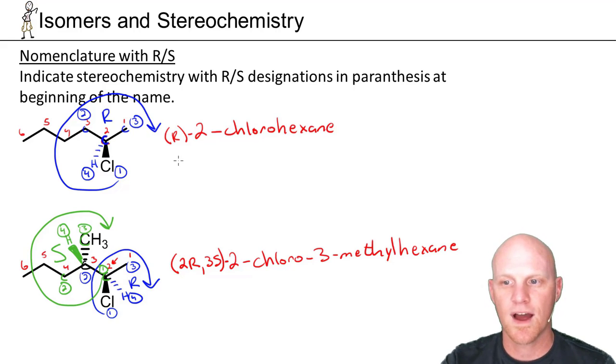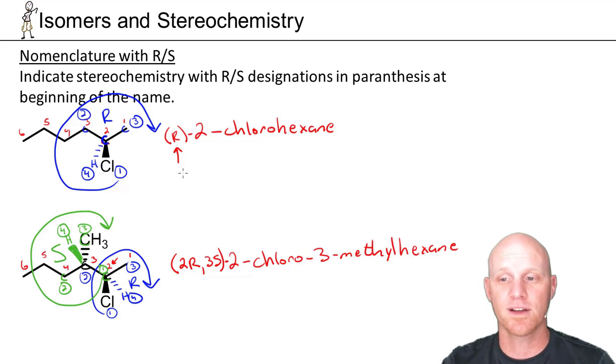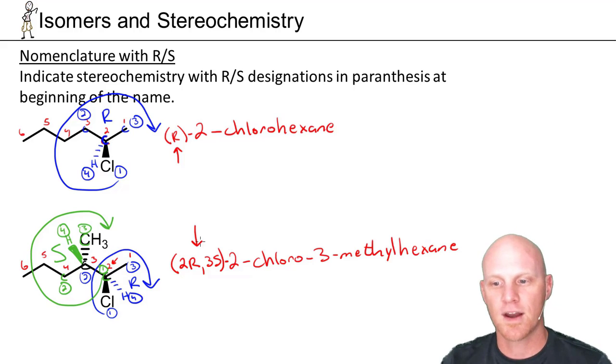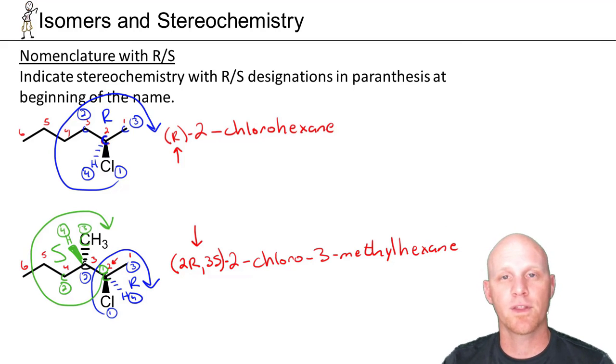So with only one chiral center, you don't have to designate where it is. I don't say you don't have to. You don't designate where it is. It's obvious. It's the only chiral center. But when you've got multiple chiral centers, you've got to give the numerical designation of where they're located on the parent chain as well.